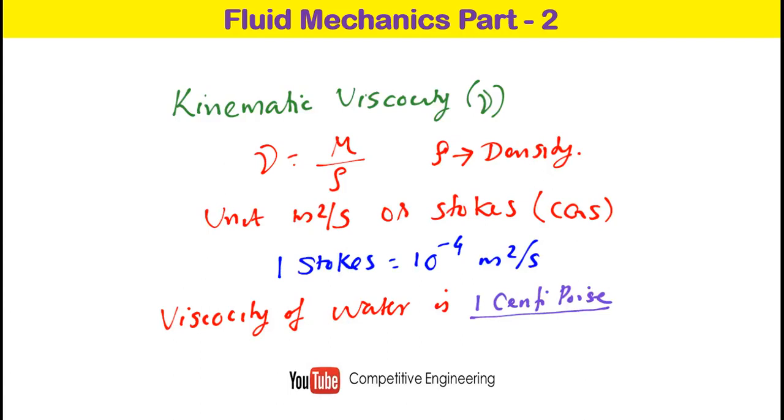Viscosity of water is generally taken as 1 centipoise. Just note this: in some problems, if water is the liquid, viscosity may not be given. In that case you have to use 1 centipoise, that is 1 into 10 raised to minus 2 Poise. Then again you have to multiply by 0.1 to get it in the SI system, which is equal to 10 raised to minus 3 Newton second per meter square.